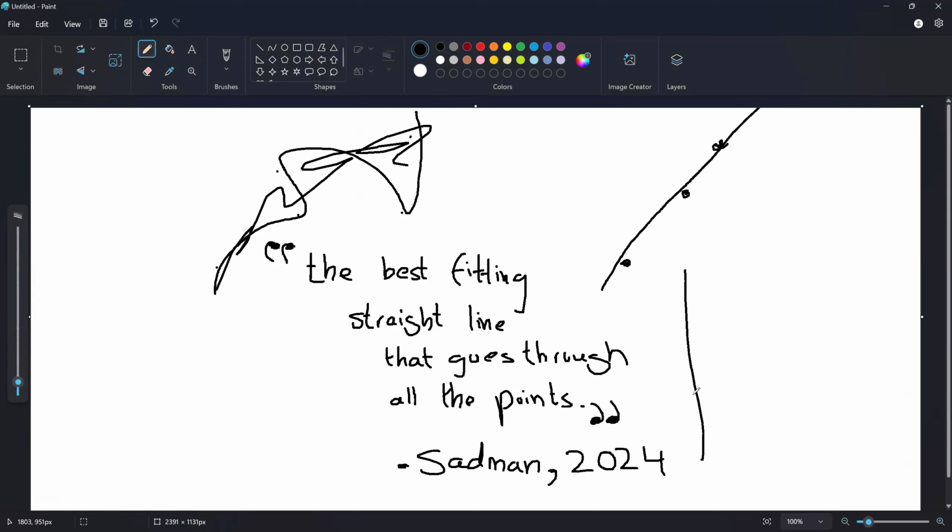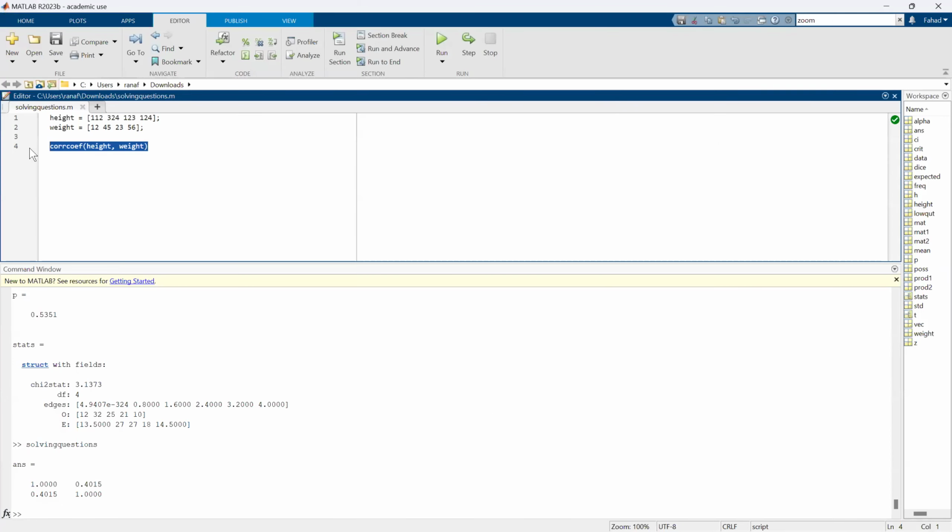In MATLAB, the function used for that is fitlm, which stands for fit linear model. For this, I think it's best if I just show you an example. In this case, I have height and weight. For now, ignore the correlation coefficient. Actually, I'll delete it because it confuses some people. Fitlm.